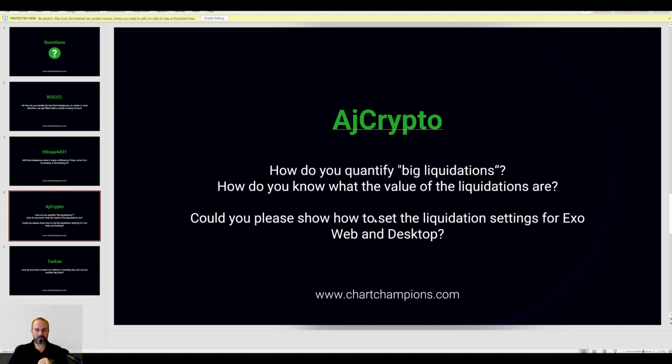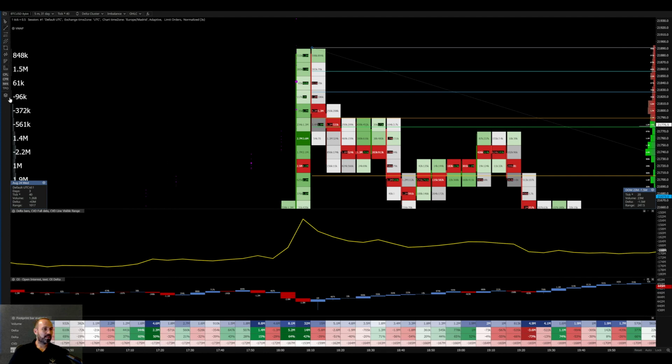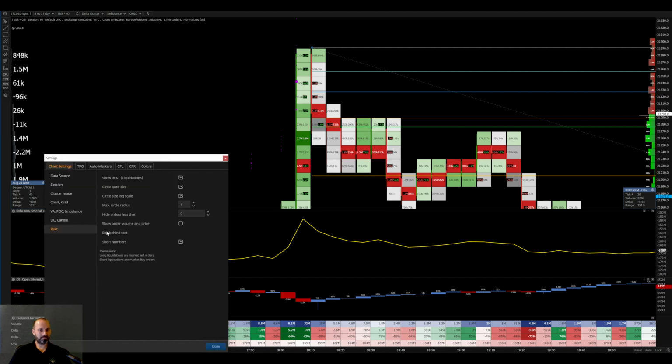Could you please show how to set the liquidation settings for the desktop? I can show you my liquidation. So this is the one, right? These are the settings that I'm using. It's actually the default settings for this, so I'm not using anything crazy. This is what I'm used to. This is the default setting. It is available on the website. You can pose the question in the trading help channel and you'll get the same results as mine.